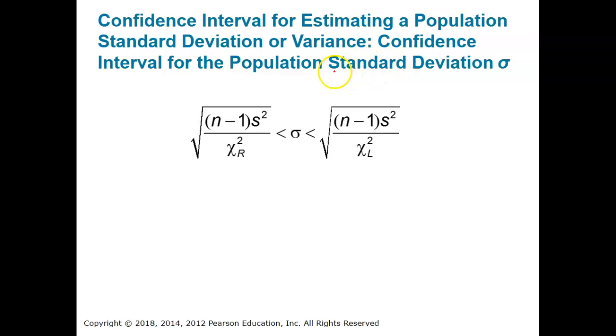Okay, if we want population standard deviation, we know that to go from variance to standard deviation, we simply take the square root. And that's what we're going to do here. We're going to take the square root of everything. So the square root of sigma squared is just sigma, and we'll take the square root of this side as well.